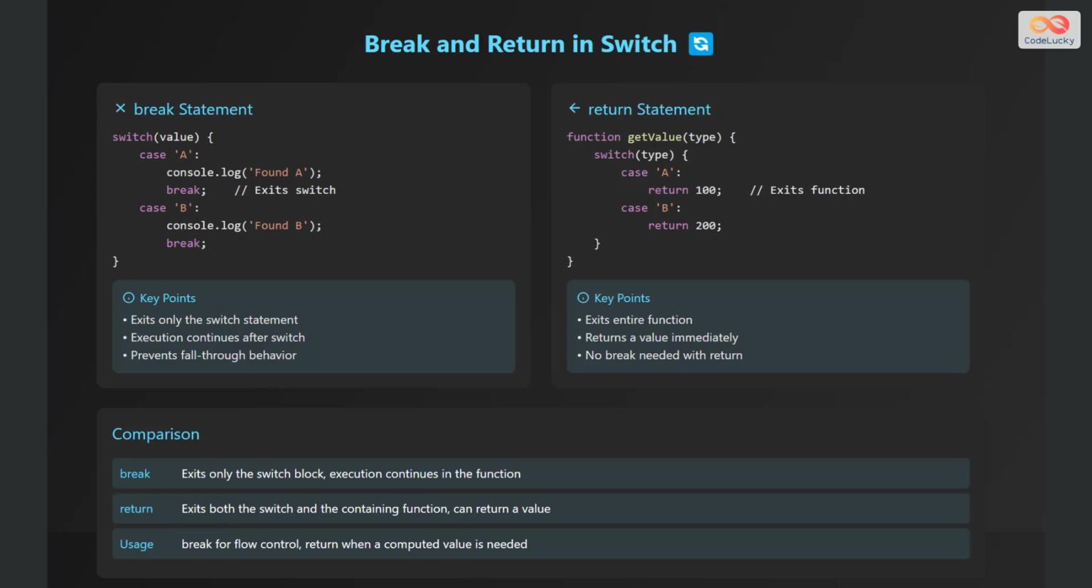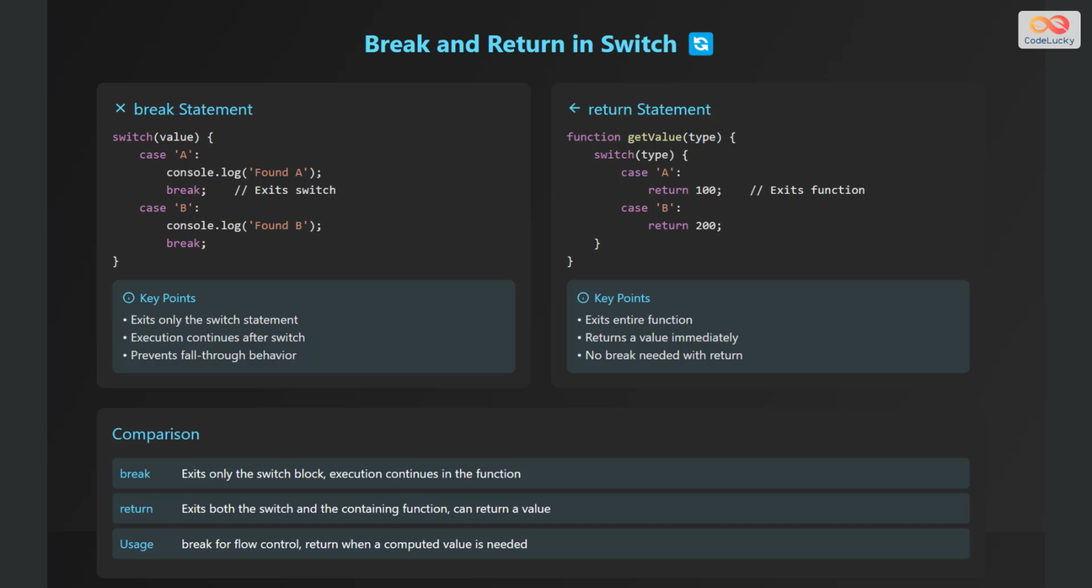The break statement is used to exit from a switch statement, preventing fall-through behavior. The execution of the program will continue after the switch block. The return statement, on the other hand, terminates the execution of the entire function. The return statement is used when a value has to be returned by a function. No break statement is needed when return is used. In summary, break only exits the switch block and continues execution in the function, whereas return exits the switch and also the containing function, with an option to return a value. Break is used for flow control and return is used to return computed values.